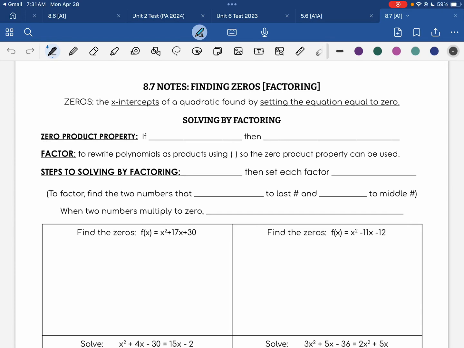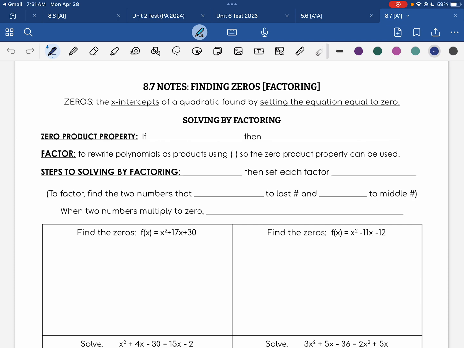Hey guys, and welcome to the factoring to find zeros lesson. We've already talked about how to find zeros by using square roots and graphing. Today we're going to talk about how to use factoring to find the zeros, and then we will move on to our last one, which is going to be quadratic formula.